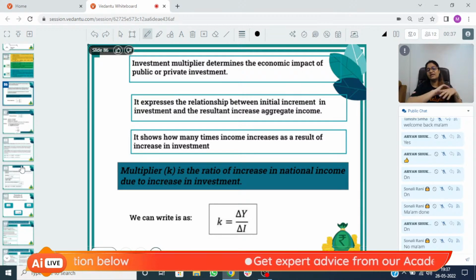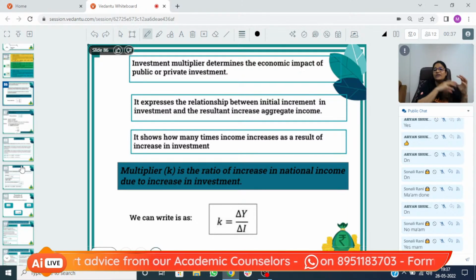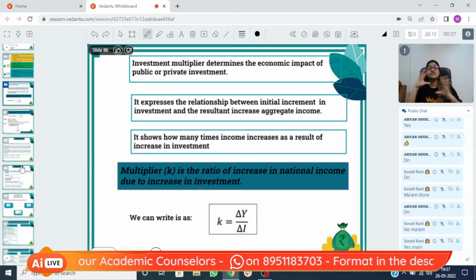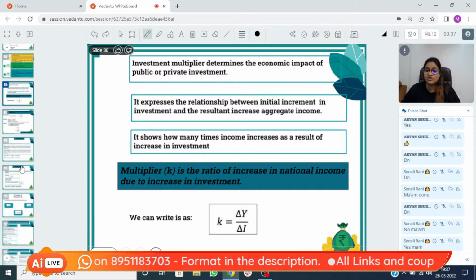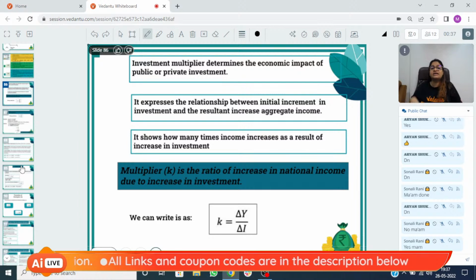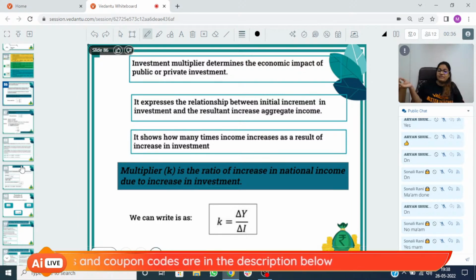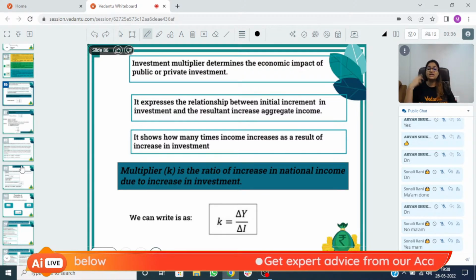Now, what does the investment multiplier say? It determines the impact of public or private investment. Every new investment in the economy will bring about changes in the income of the nation. It expresses the relationship between the initial increment, that is, the rise in investment, and the resultant increase in aggregate income. So every additional investment will bring in additional income. This shows how many times the increase in income will be there because of investment.